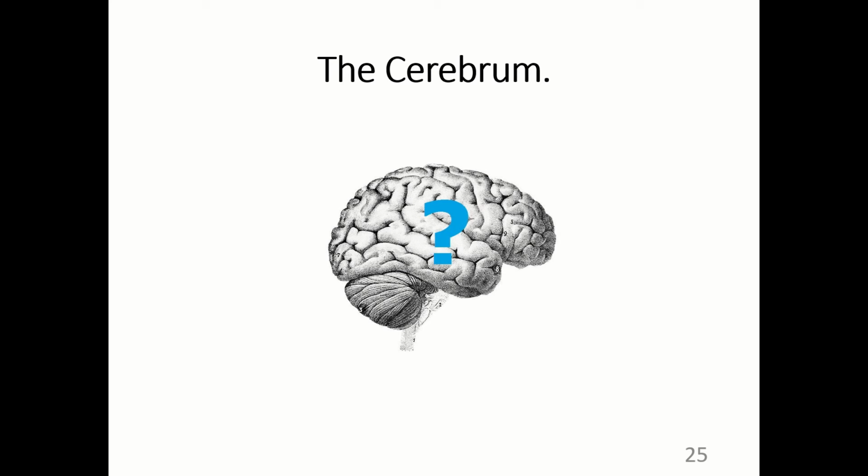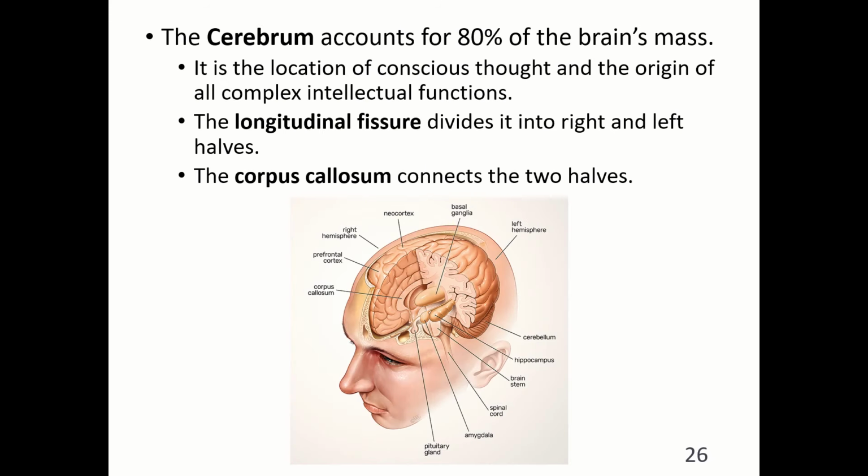Now we're going to explore the four regions of the adult brain in more detail, starting with the cerebrum. The cerebrum accounts for 80% of the brain's mass. It is the location of conscious thought and the origin of all complex intellectual functions. The longitudinal fissure divides the cerebrum into right and left halves. The corpus callosum is the white matter tissue that connects the two halves.